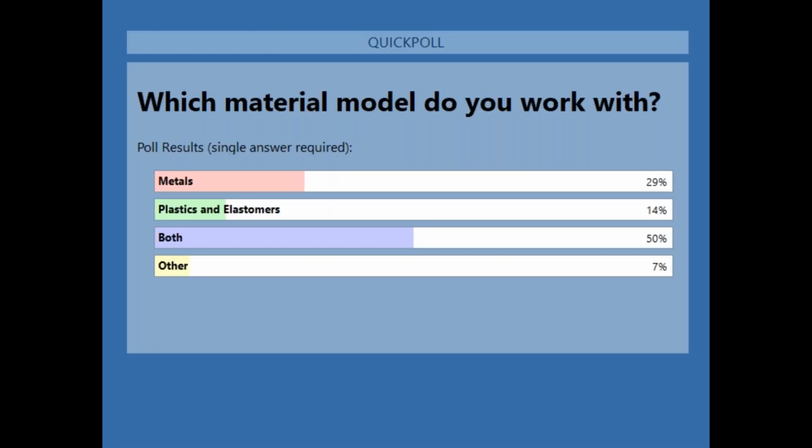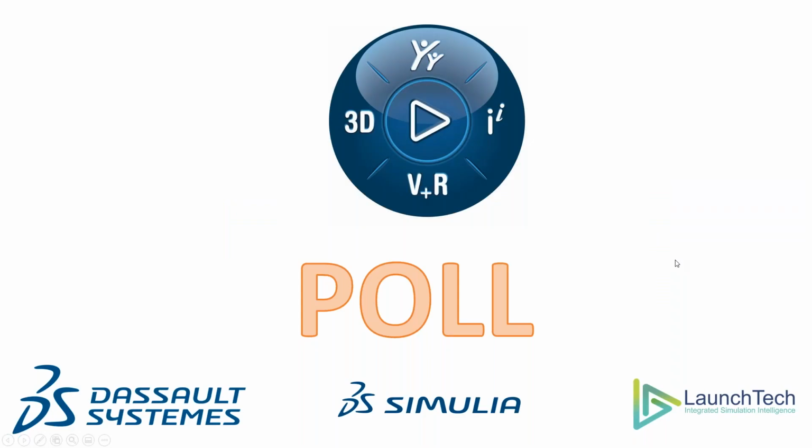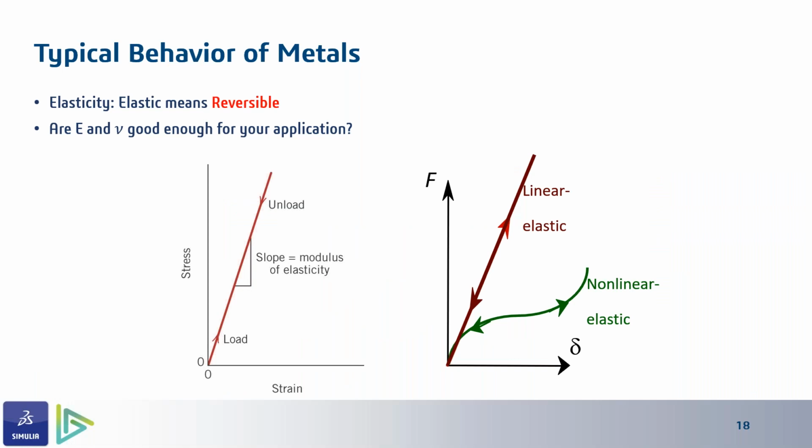All right, I believe the poll is done. And I will now get on with how we typically calibrate metals. So when we think about metals, we have to think about either elasticity or plasticity. Let's take elasticity for this case.